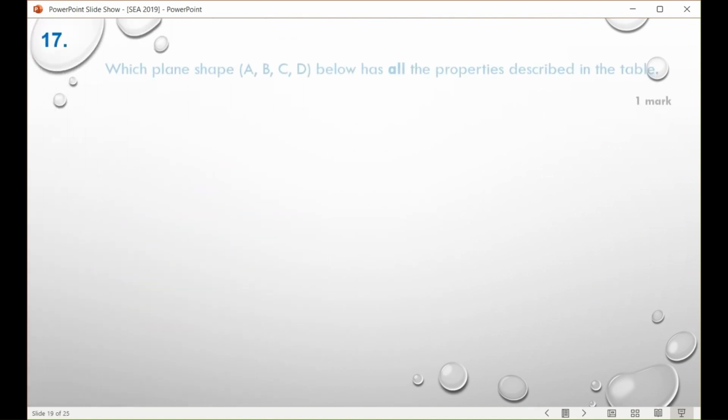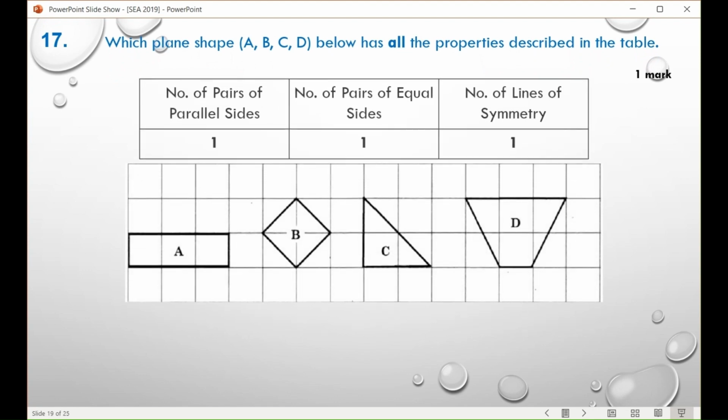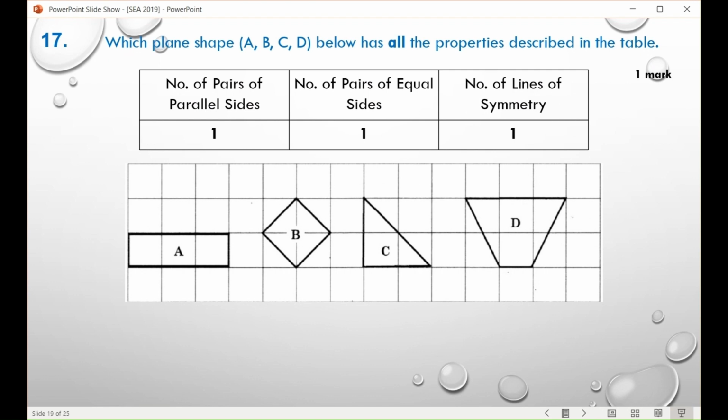Number 17, which plane shape A, B, C, or D below has all the properties described in the table, which are one pair of parallel sides, one pair of equal sides, and one line of symmetry. So let's look at the idea of parallel sides first of all. And let's look at the first shape, shape A.